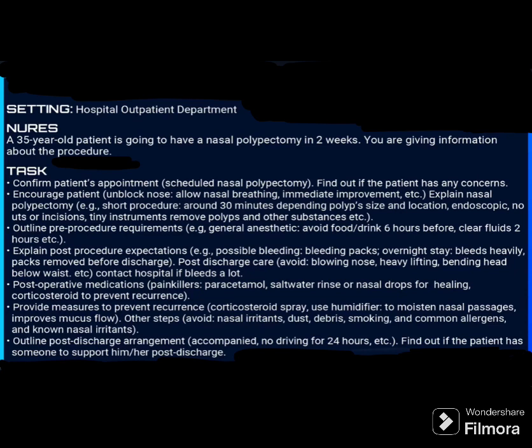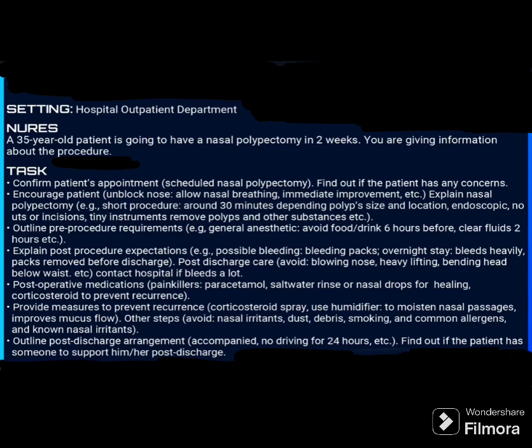So as I informed you, you will have corticosteroid spray. Moreover, you can use the humidifier to moisten the nasal passages. It will improve the mucus flow as well. Some other steps are, please try to avoid nasal irritants like dust, debris, smoking, and some common allergens. It's known as nasal irritants. If you feel irritation with any of the factors, you can just try to avoid them. Is it okay? Or how does that sound? Like that you can ask.